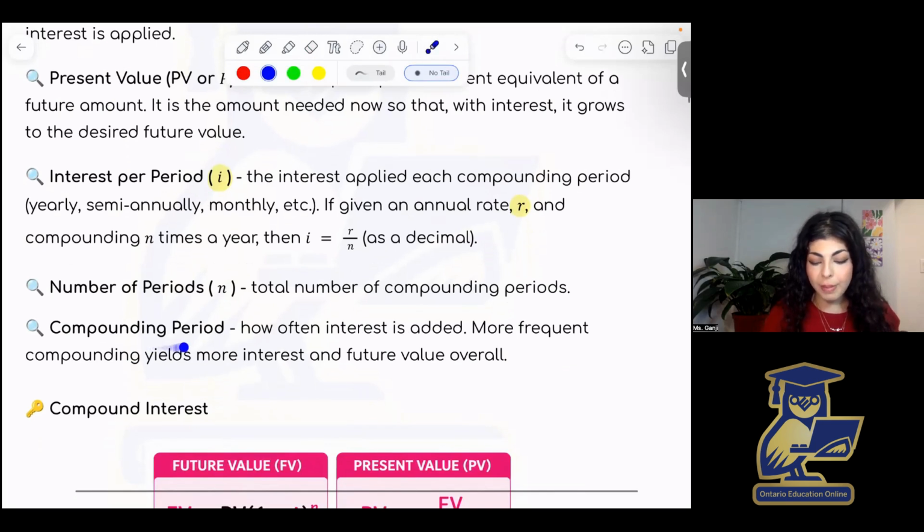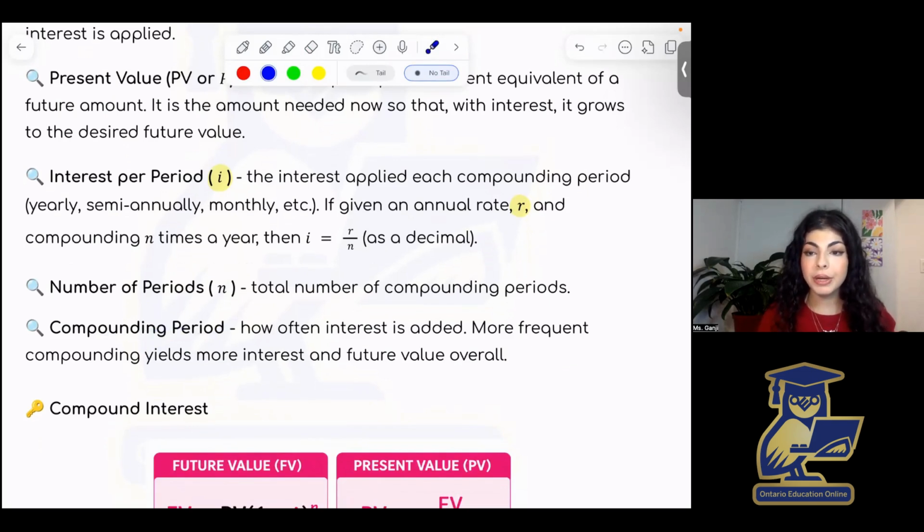The compounding period is how often interest is added. Just don't confuse compounding period with number of periods. Compounding period is how frequently your interest is compounded each year, whereas the number of periods is over the total amount of time that you're saving or borrowing that money. How many times is that interest applied?